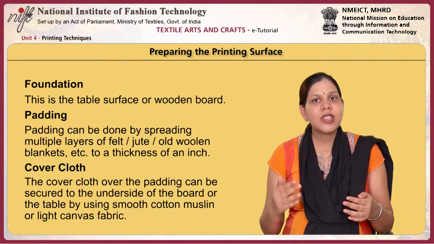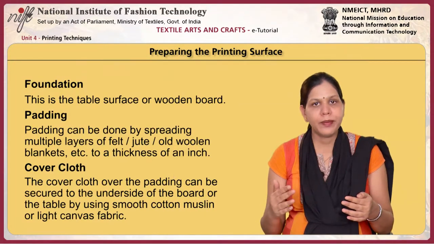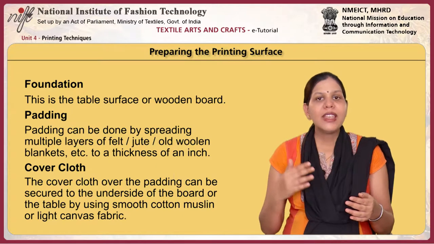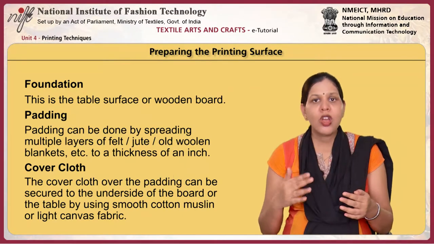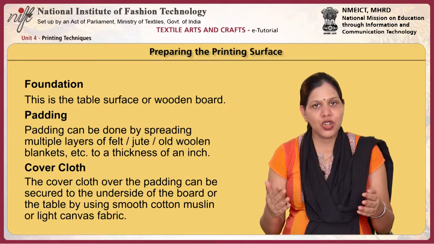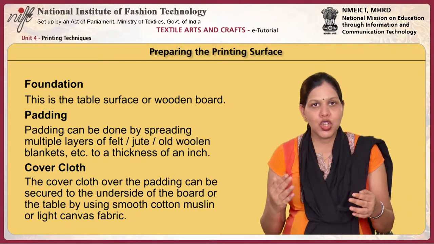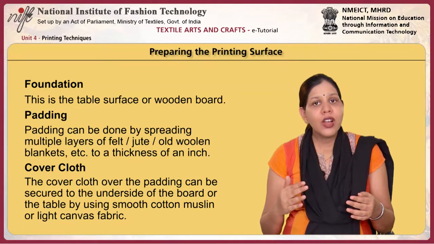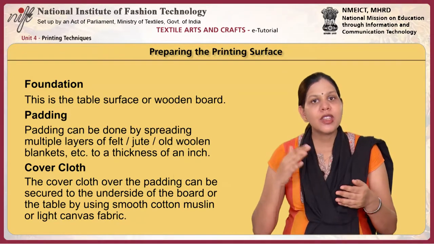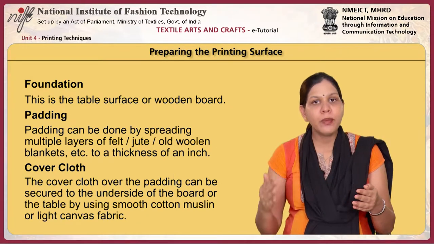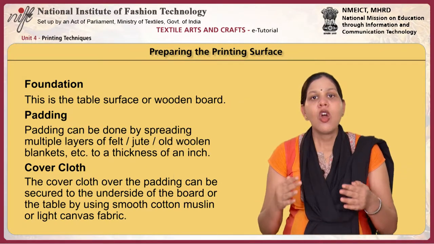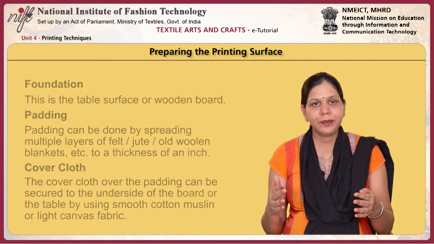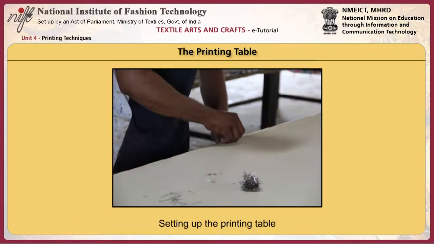This is the table surface or wooden board. Padding can be done by spreading multiple layers of felt, jute, old woolen blanket, etc. to a thickness of 1 inch. The cover cloth over the padding can be secured to the underside of the board or the table by using smooth cotton muslin or light canvas fabric. This picture shows the setting up of the printing table.